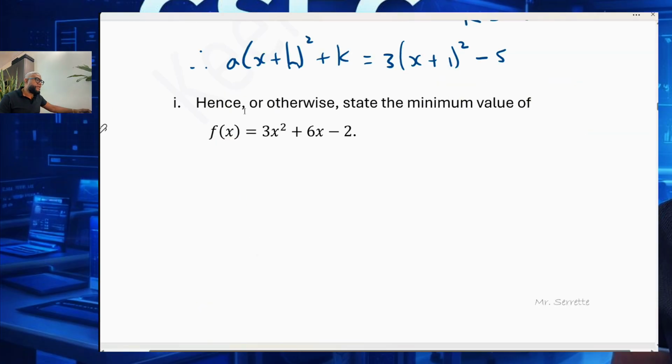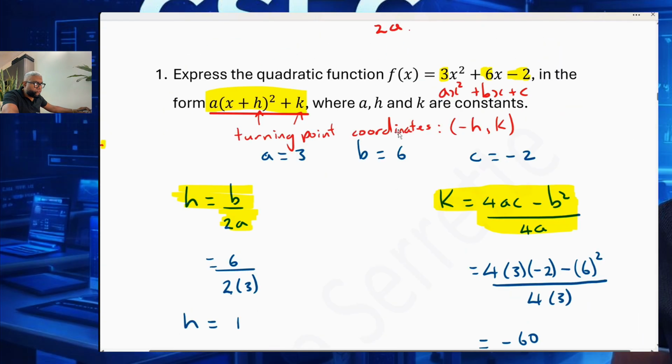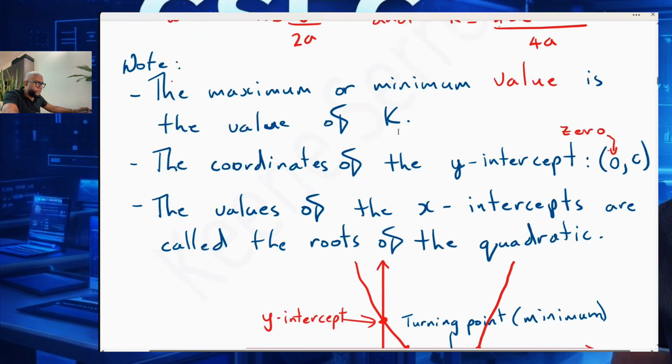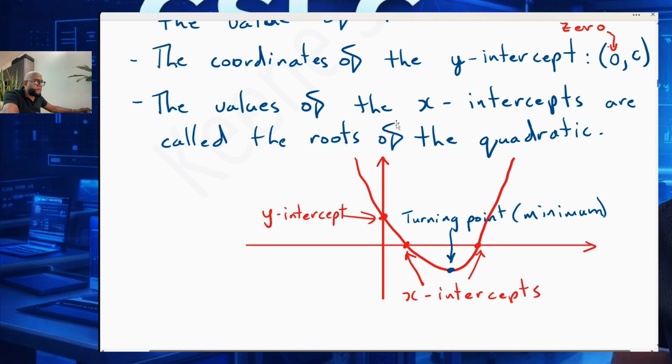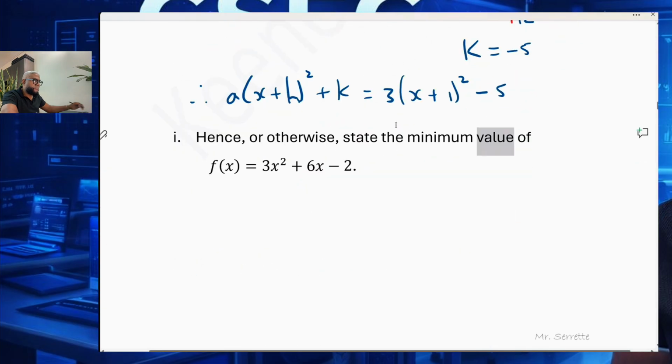So this part of the question said, hence or otherwise state the minimum value of the function f of x, which is equal to 3x squared plus 6x minus 2. I gave you all that note right up here, right? Look at this here, my children. The maximum or minimum value is the value of k, so that's all I'm writing. So the minimum value would be negative 5.